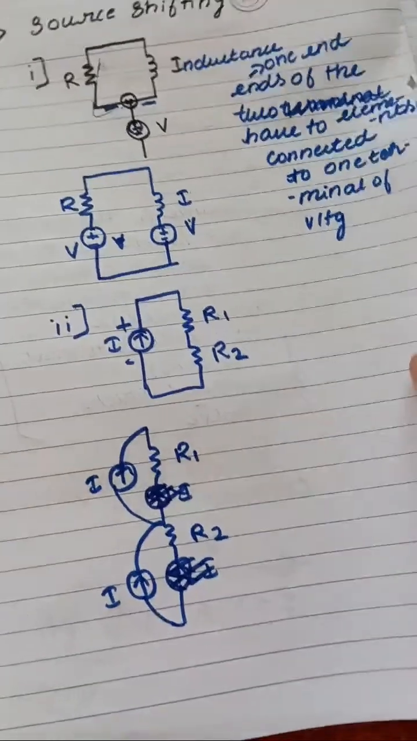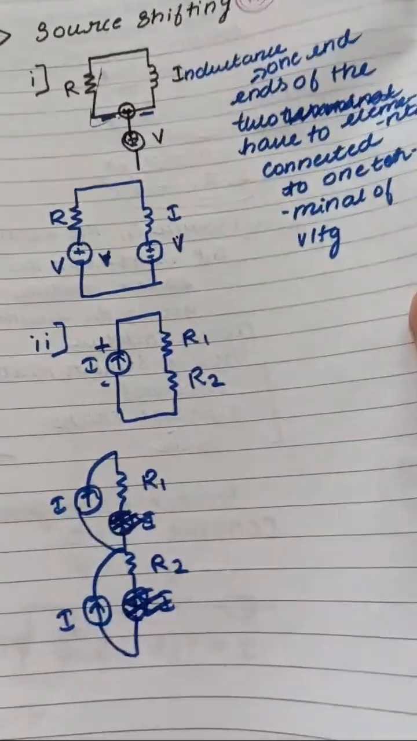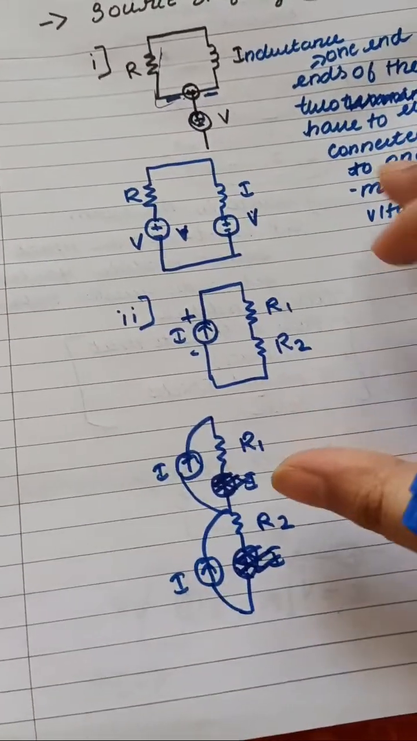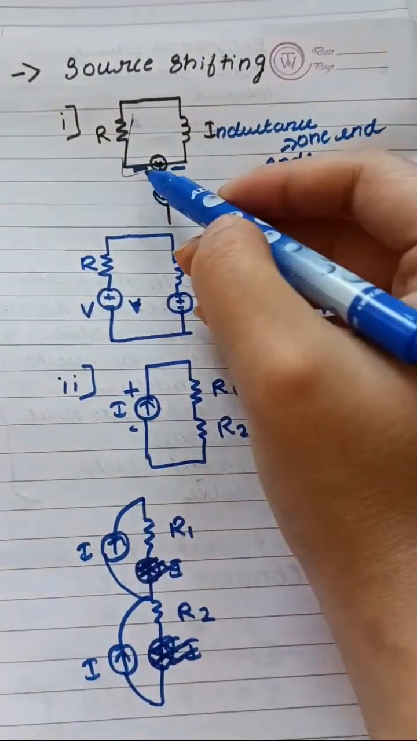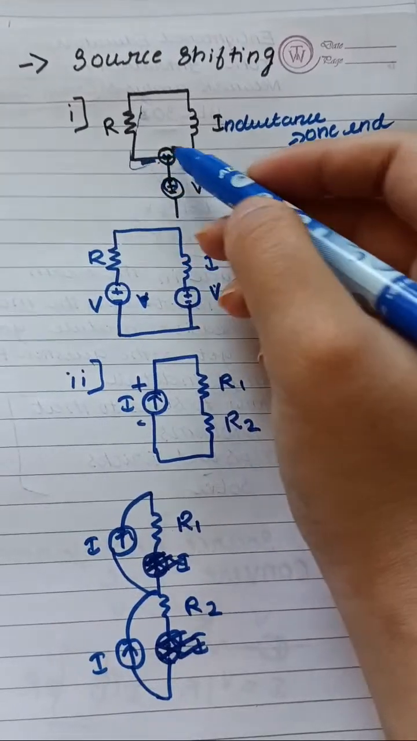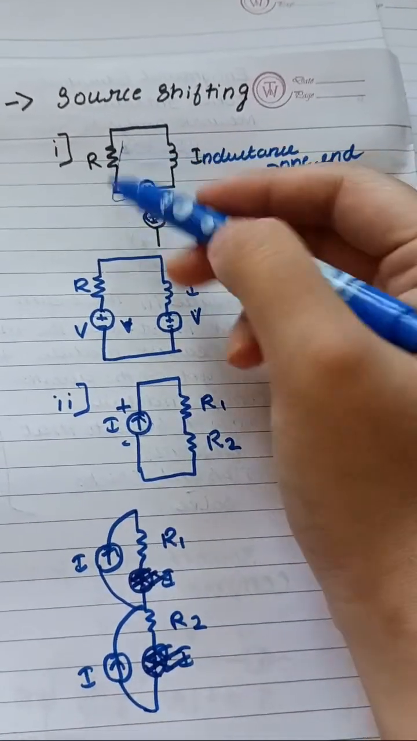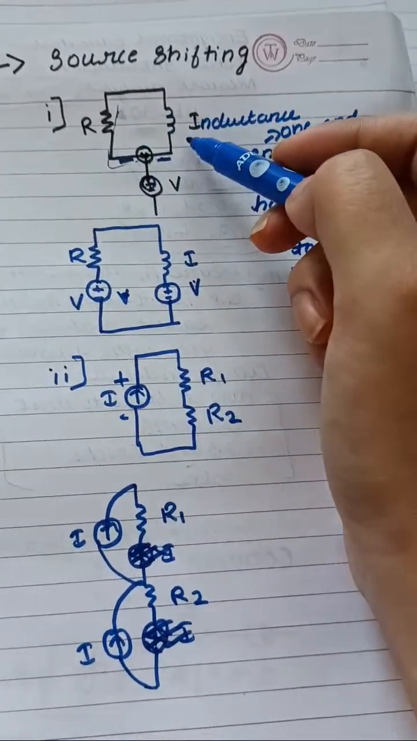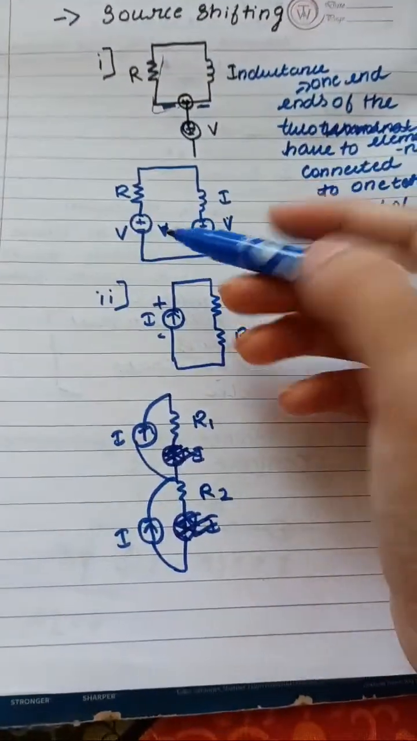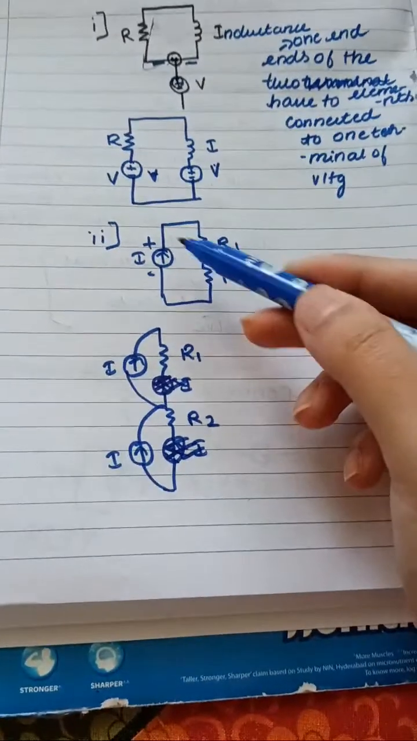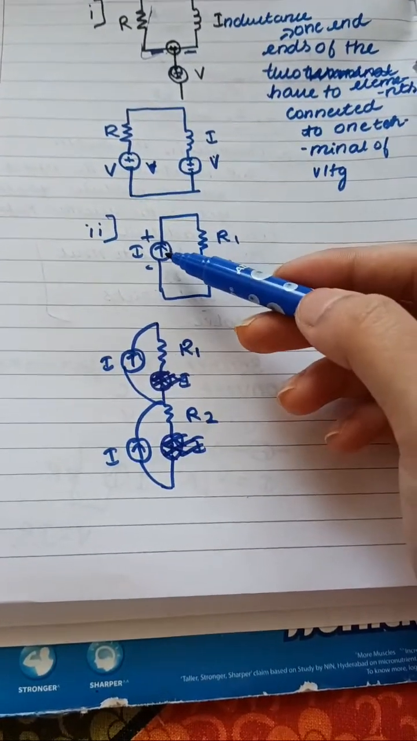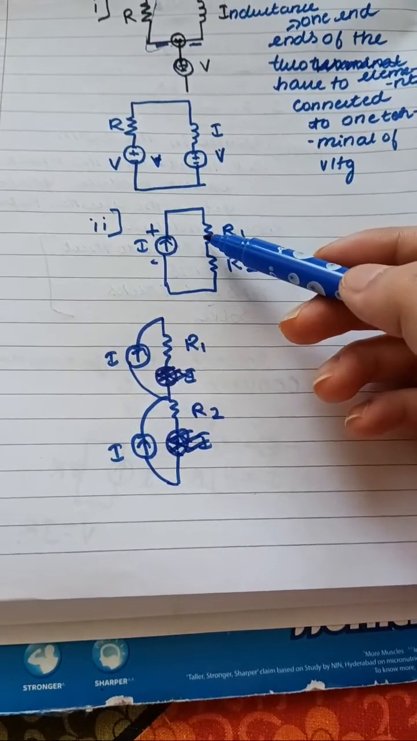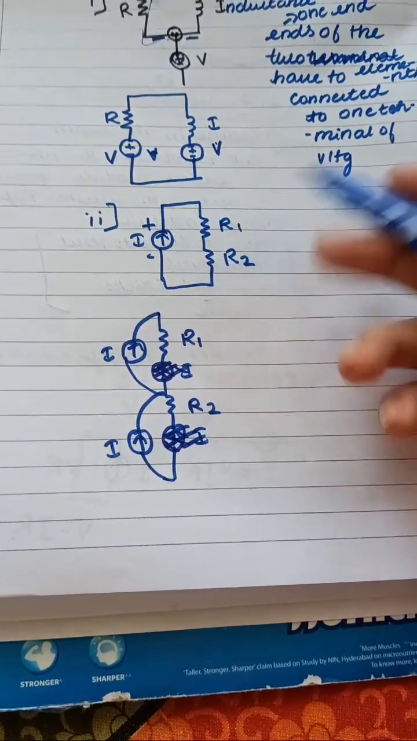Now let me start with the source transformation techniques. You have to remember: if there is a connection like this, the voltage will be in series with the resistance and inductance, as you can see over here. And if there is a connection like this, the current source will be in parallel with these two resistances.